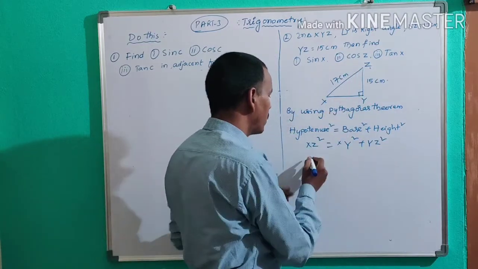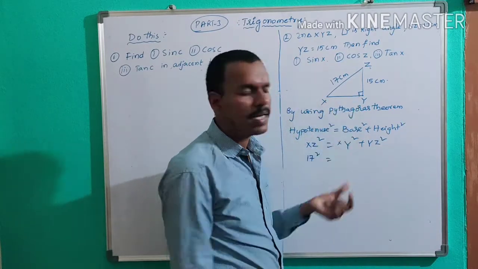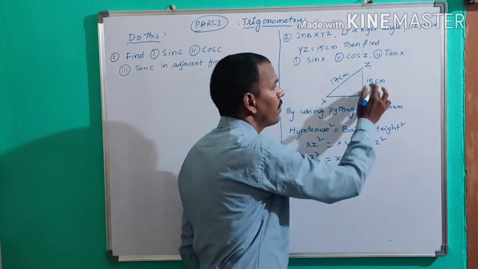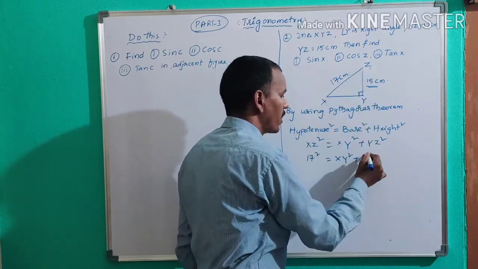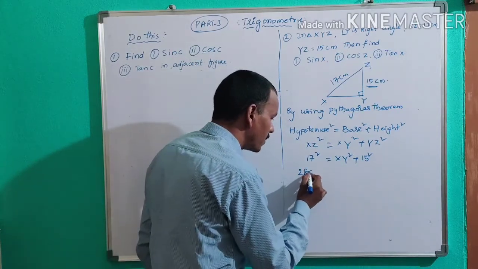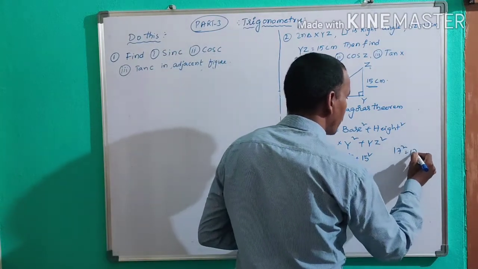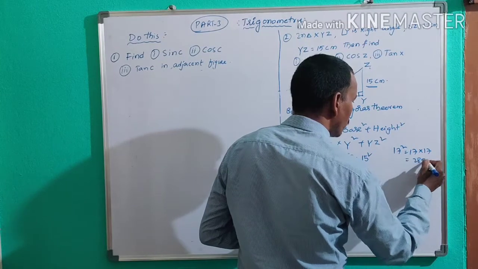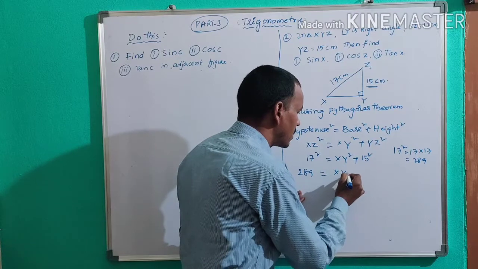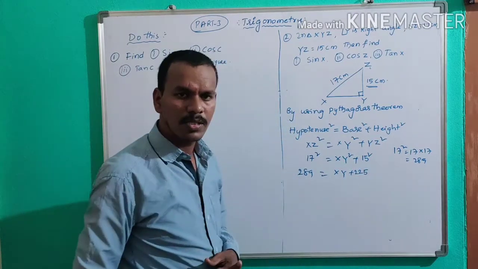Now XZ is equal to how much? 17 square. And XY is not given, so it stays as XY square. And YZ is given as 15, so 15 square. So 17 square is equal to how much? 289. How do we get that? 17 into 17 equals 289. And XY square as it is. 15 square is equal to 225.